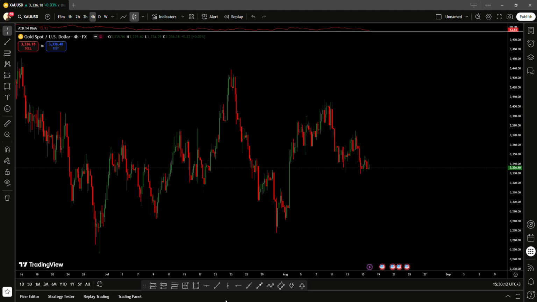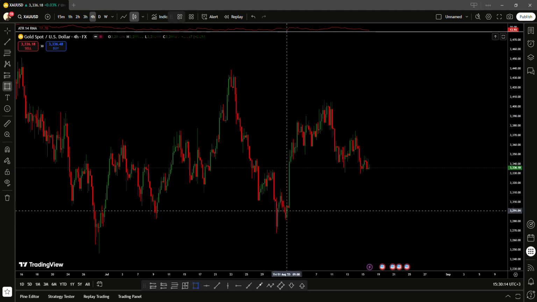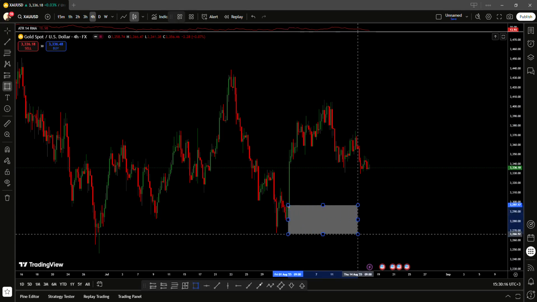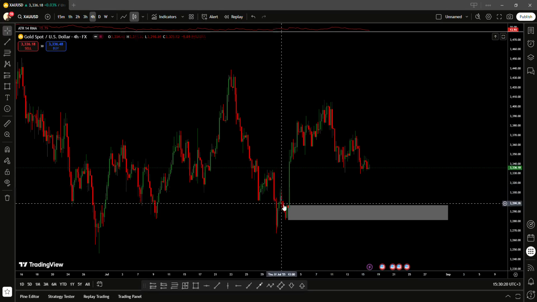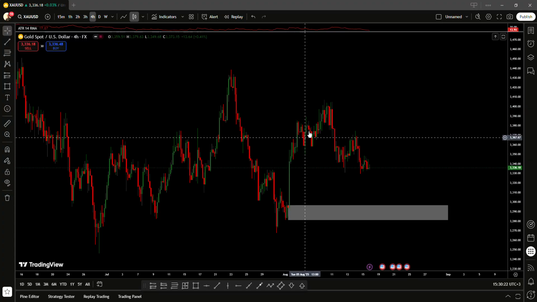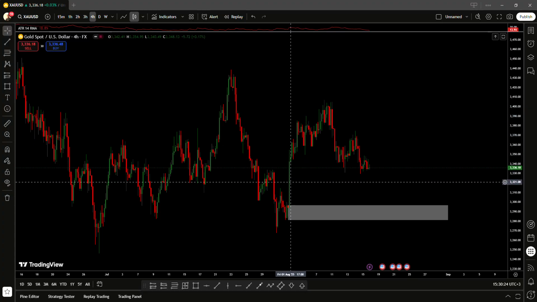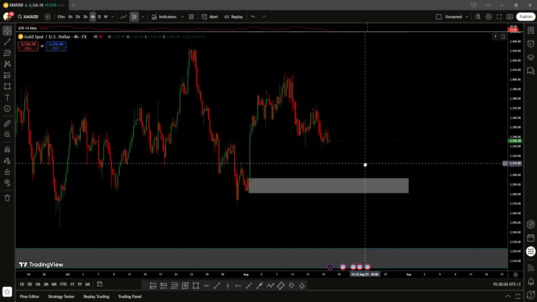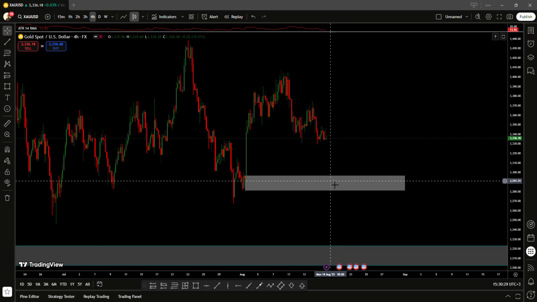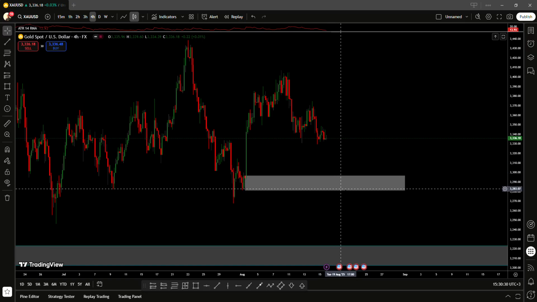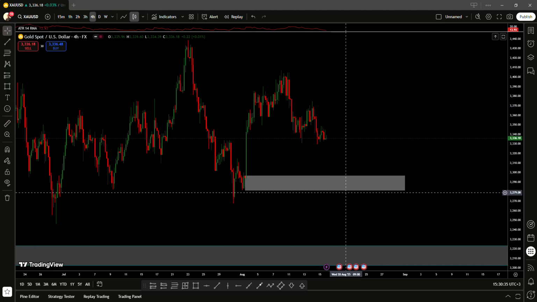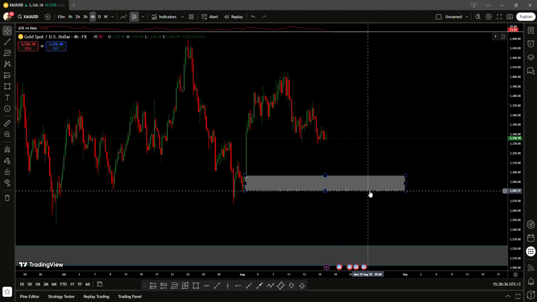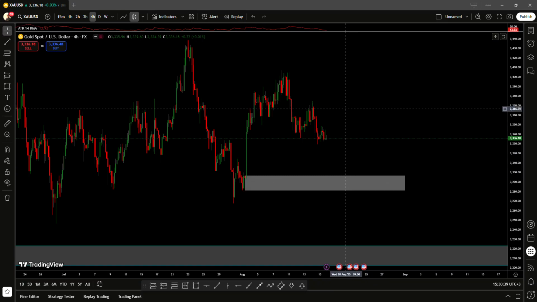So what do we do? We mark this zone here. This is a valid demand zone. It is a drop base rally. Look at the move away, very clean move away. So we expect that if price comes back in this area and we start seeing some kinds of rejections, then we are buying to the upside, or we can just put our buy limits and then we expect price to go to the upside.